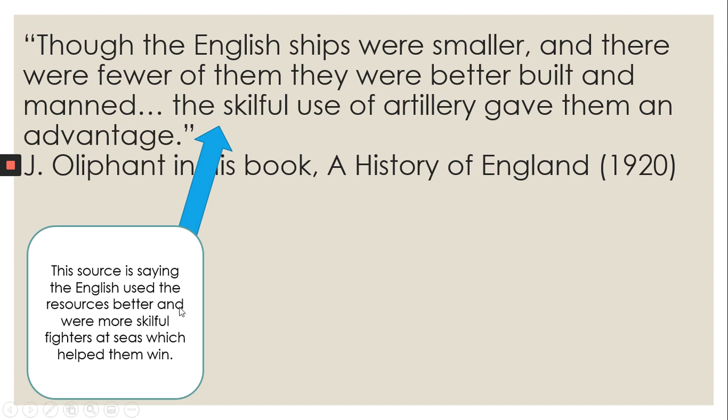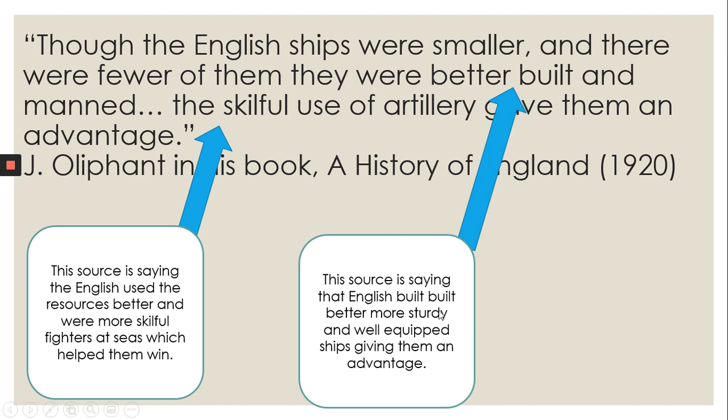Finally, then, this source is saying the English used their resources better and were more skillful at fighting at sea. Obviously, England is a land that is surrounded by sea, so we're going to become accustomed and we're going to be good at fighting using our navy and on the sea. And also, the source is saying that we built better ships. So King Philip might have built a lot of ships, but they weren't very good, and they weren't built in a sturdy and equipped manner. So that means they're going to lose because they are not as prepared to fight.